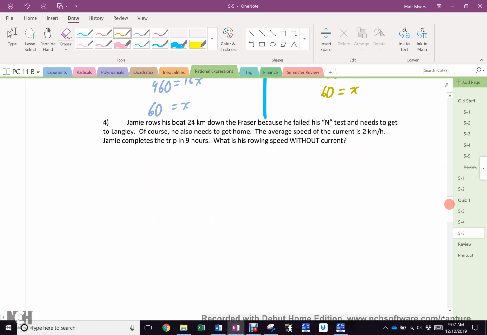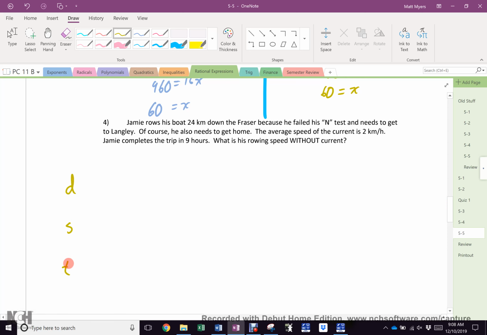Okay, number 4, read the question. I'm recording, and then we'll talk about it. What are the three things being measured? No, in the question, what are the three things being measured? There's a distance. What else? There's a speed, and there's a time.